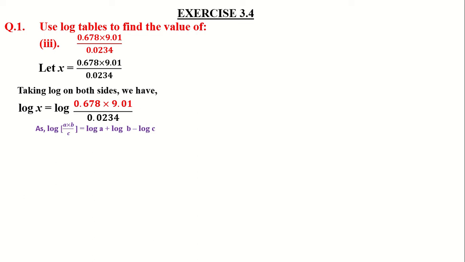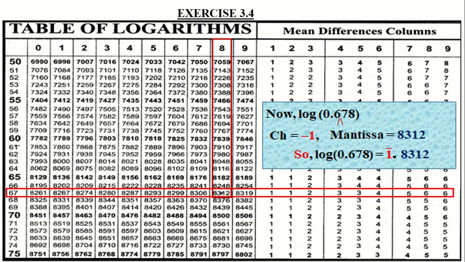Considering this law, log of a into b by c equals log of a plus log of b minus log of c, we write log of x is equal to log of 0.678 plus log of 9.01 minus log of 0.0234.